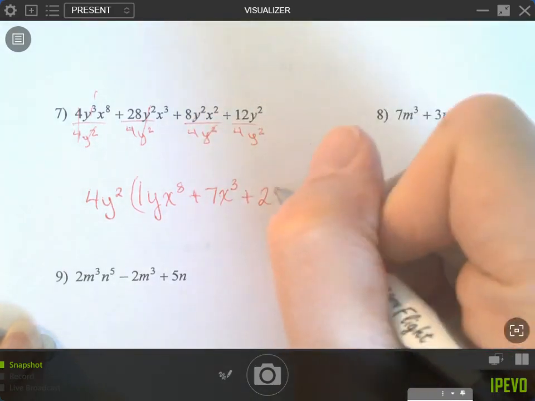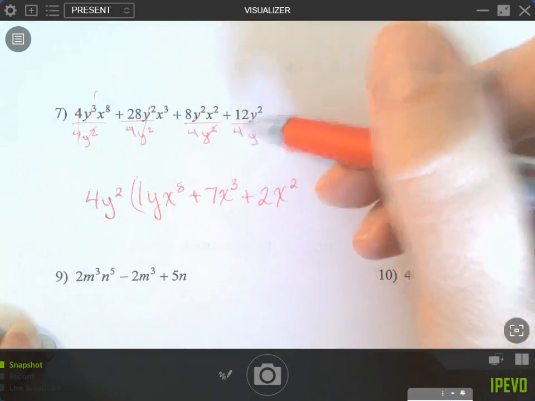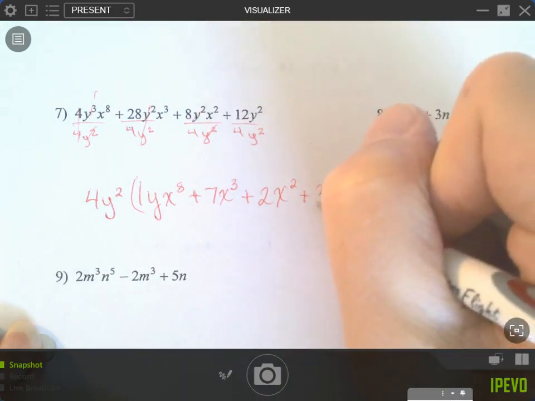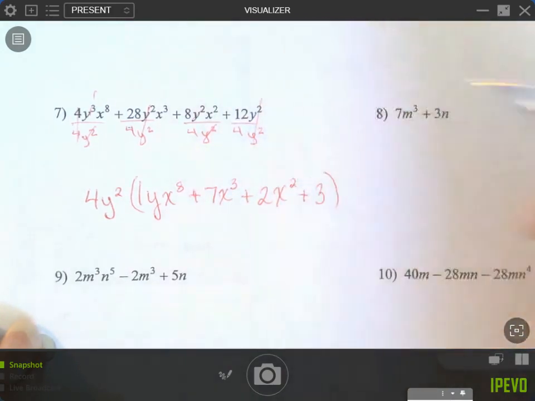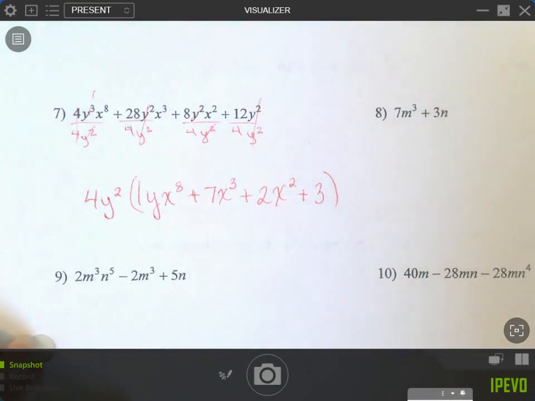Y's cancel, x to the second. And then 12 divided by 4 is? 3. Just 3, because the y's fully cancel. All right, let's flip it over and find 1 or 2 on the back. Your pick.